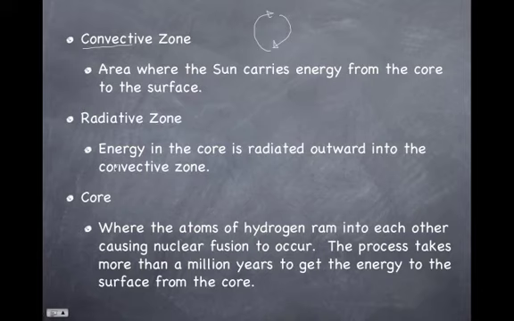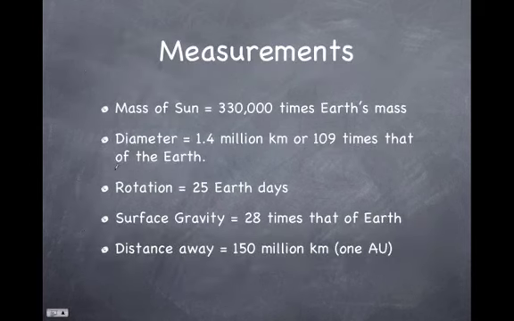And the reason why is because the sun is very, very dense in the middle. And so it takes a long time for energy to travel outwards. Some basic measurements of the sun. Its mass is about 330,000 times the Earth's mass. Its diameter is 1.4 million kilometers, or about 109 times that of the Earth. So you could fit almost 109 Earths side by side inside of the sun. It's said you can fit a million Earths inside of the sun, pretty much.